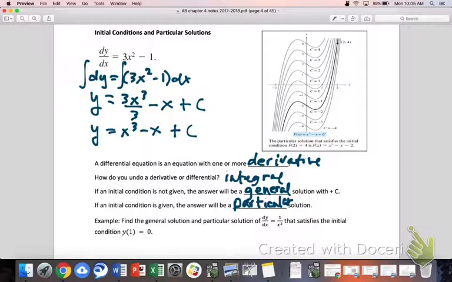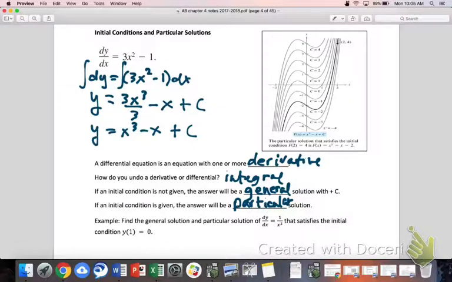So that right there, my friends, is the equation that someone previously differentiated to get that differential equation we had at the start. How could you check this? Do the derivative of that, right? If you do the derivative of that, you should get the original dy dx equals 3x squared minus 1.